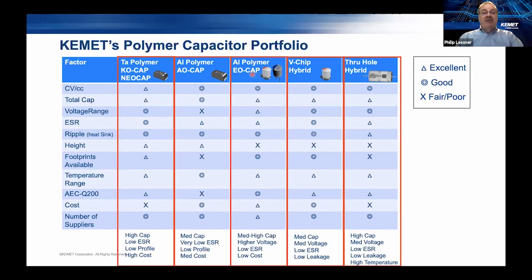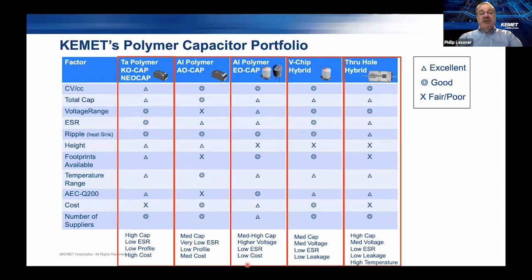Looking at the wound aluminum polymer capacitors, which are available in V-chips and through holes, which we brand as EO-cap, they have medium to high cap. They're also available in some relatively high voltages, where tantalum polymer and the stacked aluminum polymer H-chips are limited to about 75 or 100 volts. The wound aluminum polymers are available at voltages up to about 200 to 250 volts.